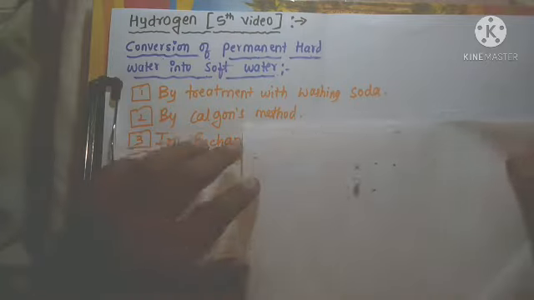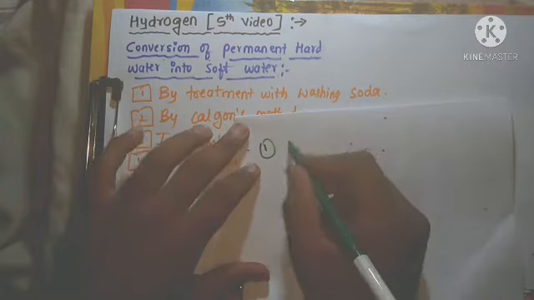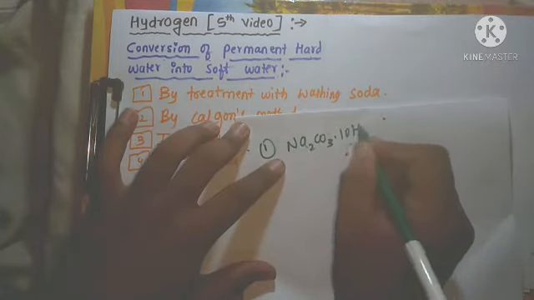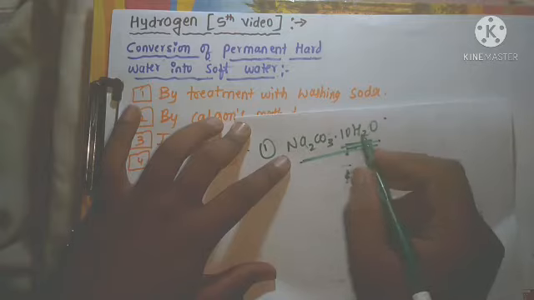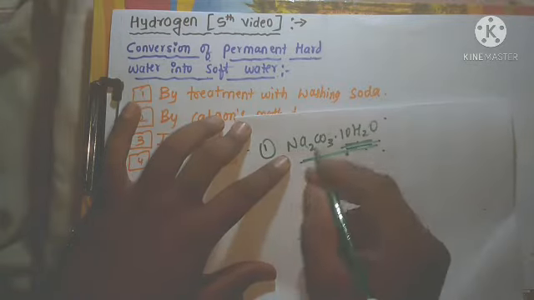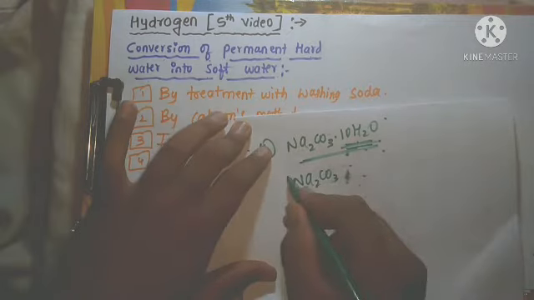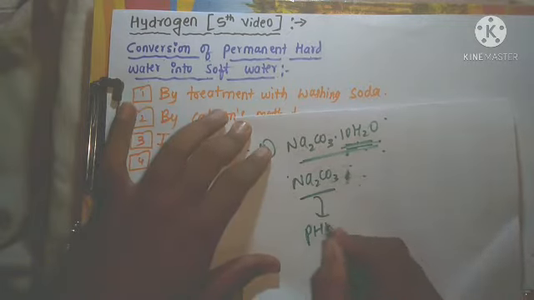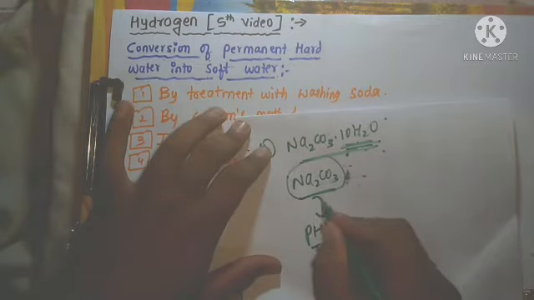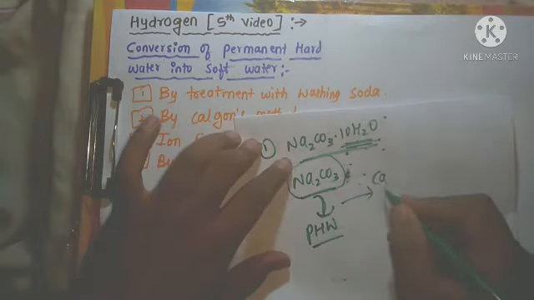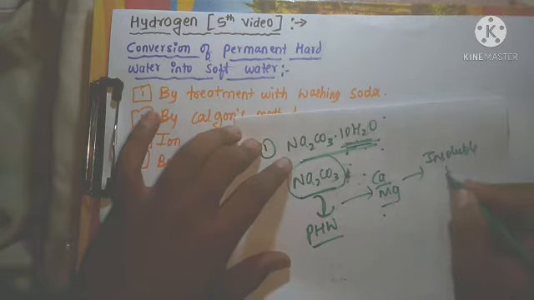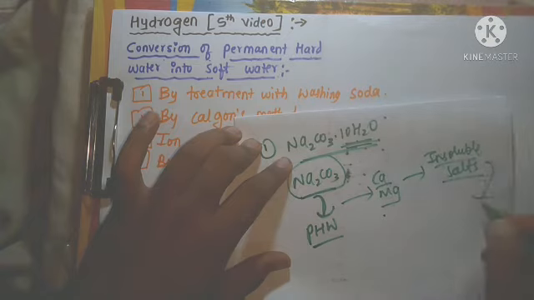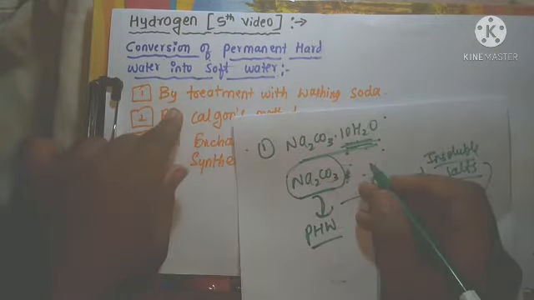Now, the first one is which method? By treatment with washing soda. Washing soda means, what is the formula? Na2CO3·10H2O. This is called washing soda. Already water is there. We want to convert the hard water into the soft water. Therefore, I am writing only Na2CO3. When this Na2CO3 is added into the permanent hard water, the soluble salts of calcium and magnesium are converted into the insoluble salts. After converting into insoluble salts, you can just filter it. You will get the soft water. This is the process which takes place in treatment with washing soda.